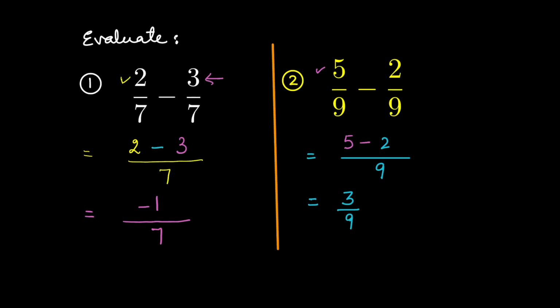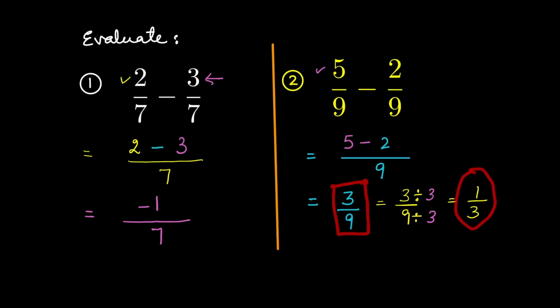So 3 and 9 can be reduced. Since both are multiples of 3, we can divide both of them by 3. So we write 3 over 9, divided and divided. When you divide 3 by 3, we get 1, and 9 divided by 3 is 3. So this is the answer in the reduced form. The unreduced answer is also kind of correct, but the answer should always be given in the reduced form. So the answer is 1 over 3.